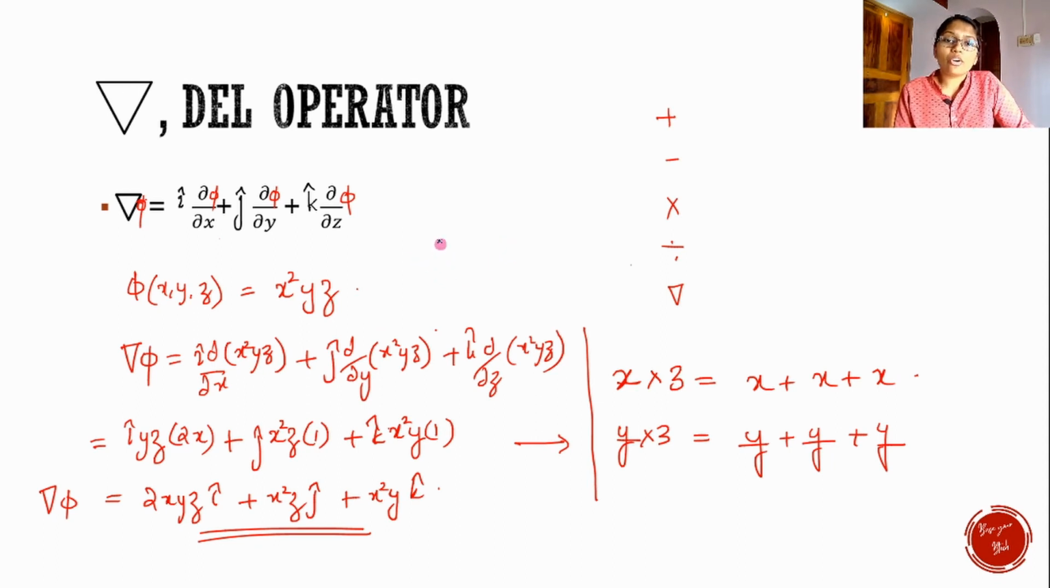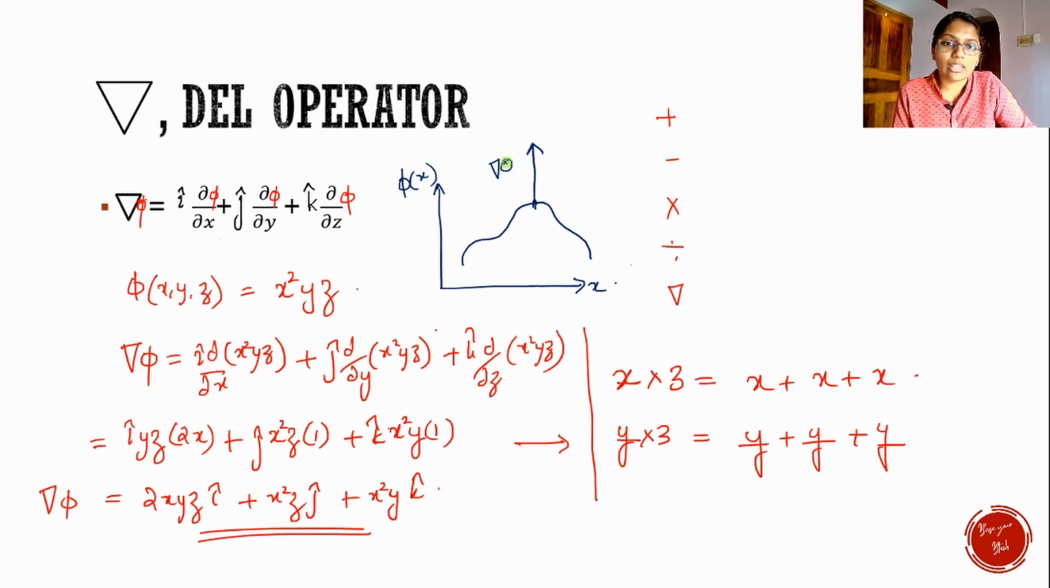If I draw a function with respect to the x axis alone, for the time being, so let it be phi of x, and if the function is like this, just by looking at it, you can say that the highest point of this function is over here, isn't it? And if I draw a vector normal to that particular surface, then this vector is called del phi. So, del phi is the vector that points to the maximum of your function.